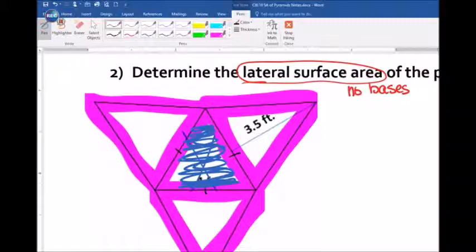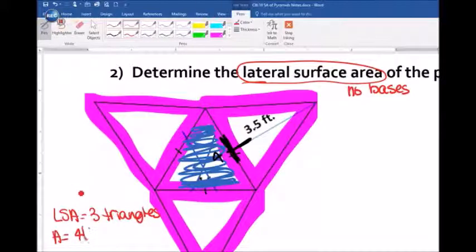So the base and the height of the triangle is where it makes a perpendicular line. Since this is an equilateral triangle, this is going to be a 4 by 3.5. So my lateral surface area is 3 triangles. The area is 4 times 3.5 divided by 2, which is 14.